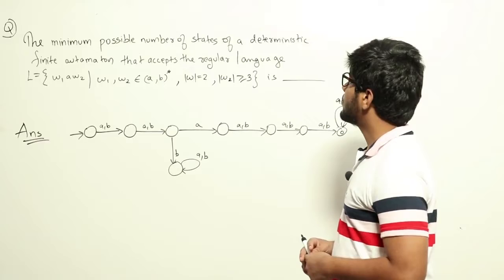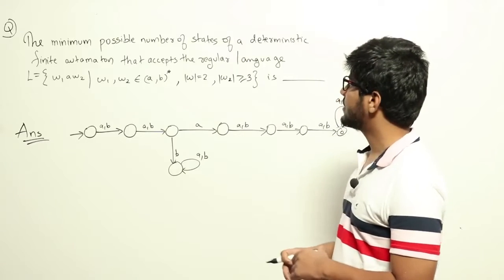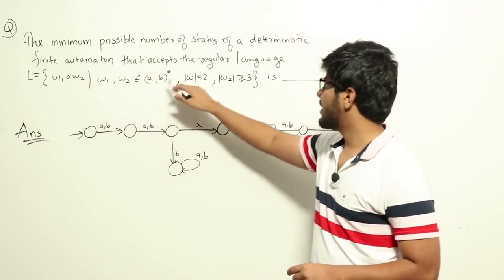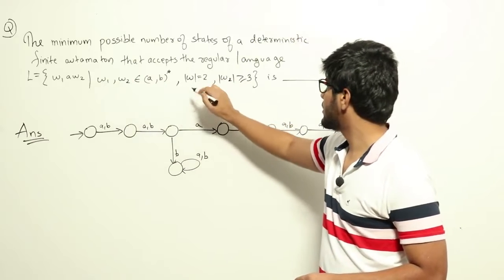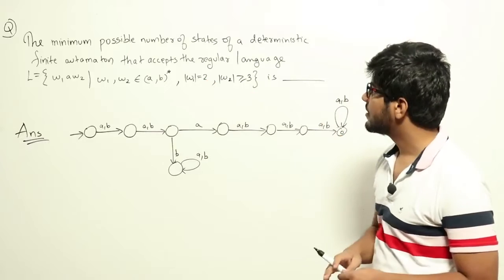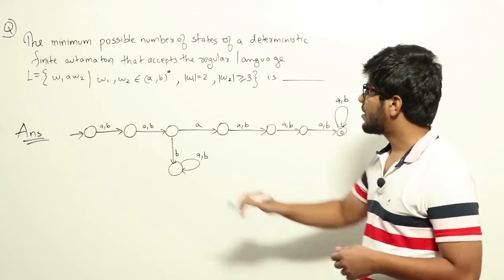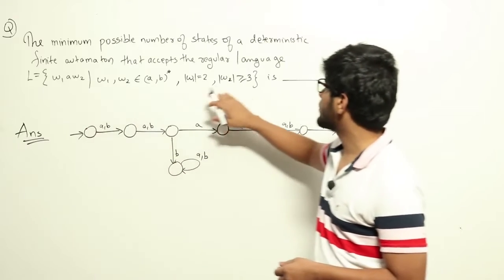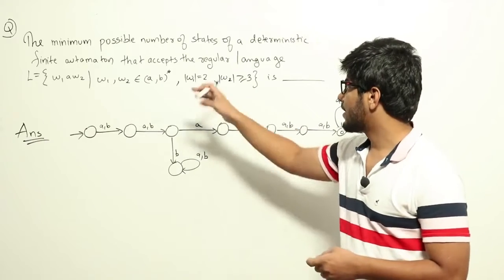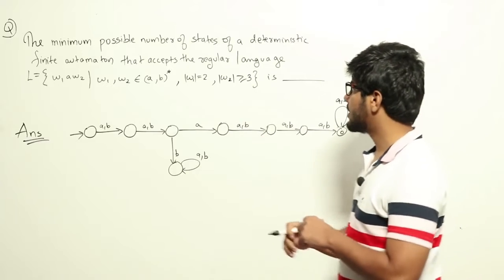The minimum possible number of states of a deterministic finite automaton that accepts the regular language given as W1, A, W2, where W1, W2 belong to {A, B}*, length of W1 equals 2, length of W2 greater than or equal to 3, is dash. So this is a question from theory of computation regarding finite automata. We have been given this regular language and we need to construct the minimal DFA accepting this language, and then we need to find out the number of states in that minimal DFA. So we will try to do that.